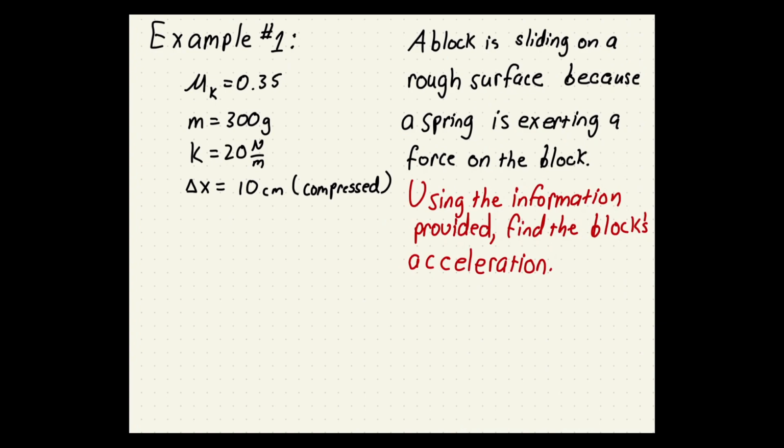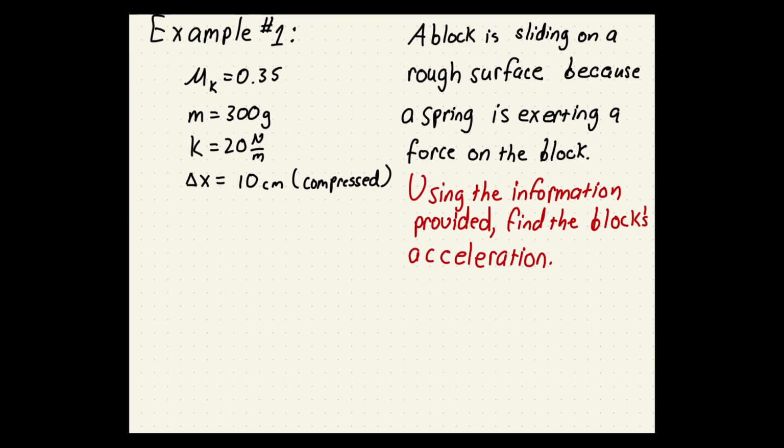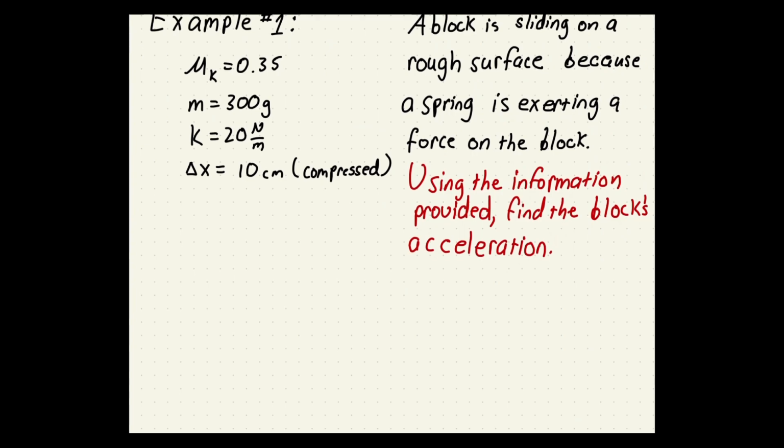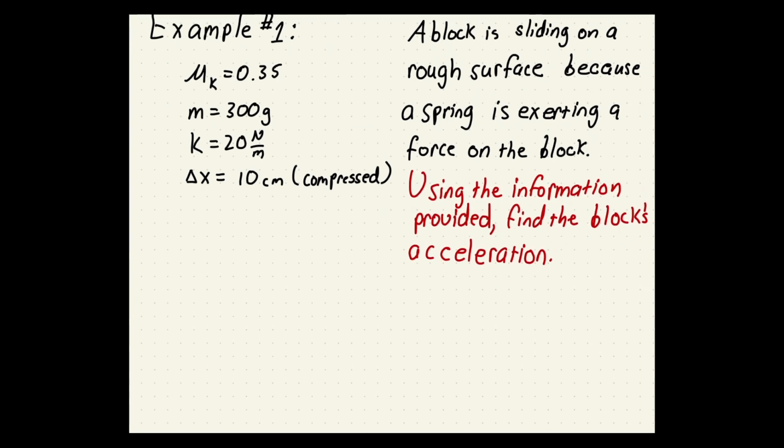So here's our first example. We have a block that's sliding on a rough surface because a spring is exerting a force on the block. Using the information provided, this information right here that is put in a box, try to find the block's acceleration. And I said in one of the previous videos that the best thing that you can do to start off a problem that you're not sure how to approach is to draw a picture. So let's go ahead and do that as well.